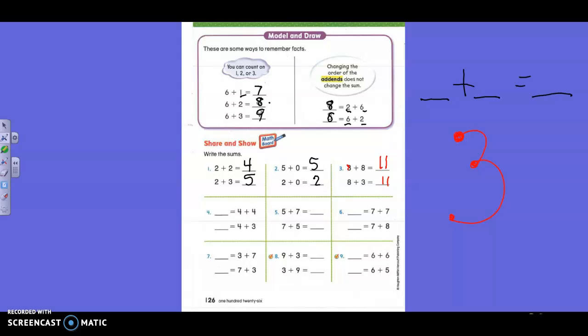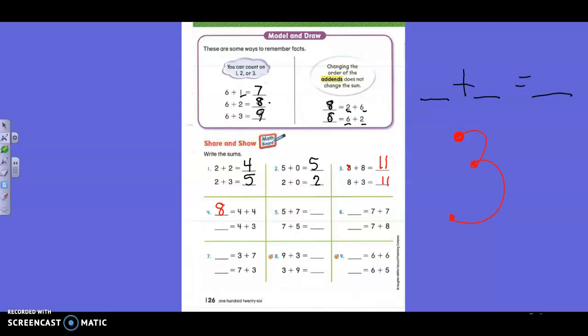Okay, so some of these have different numbers, right? But some of them will have the same. Now, boys and girls, number 4 has the blank at the beginning, okay? But the equal sign is right there. So it's just like you're going backwards, okay? 4 plus 4 equals what, boys and girls? 8.